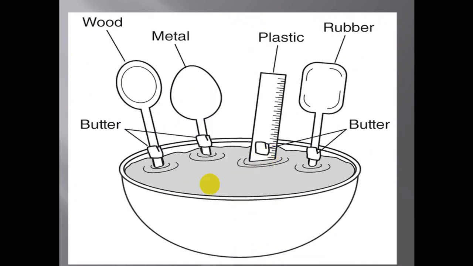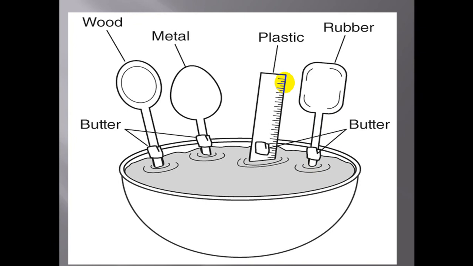Here, let's imagine that we have a bowl and inside it there is some boiling water. And we bring a wooden spoon, a metal spoon, a plastic ruler and a rubber spatula, and we stick a piece of butter on each one of these materials. One piece on the wooden spoon, another piece on the metal spoon, another one on the plastic ruler, and one on the rubber spatula. What will happen? Do you remember conduction and convection which we studied last time? What will happen to the pieces of butter which we stick here?